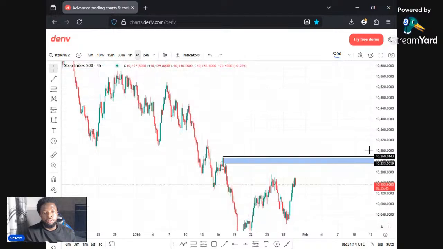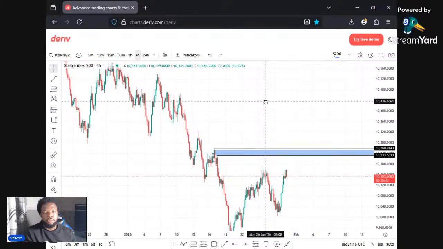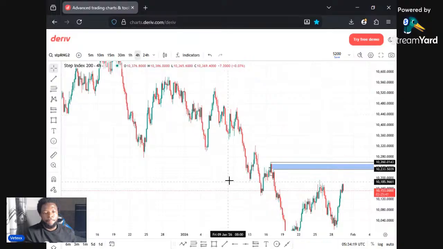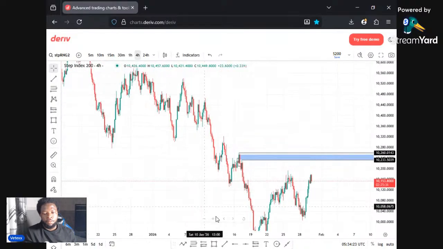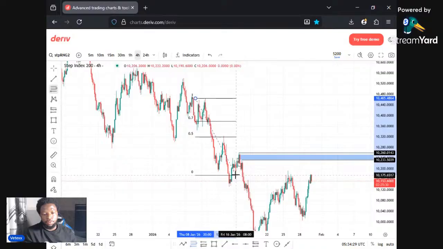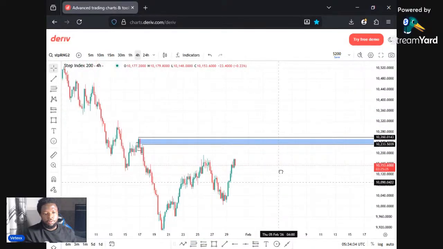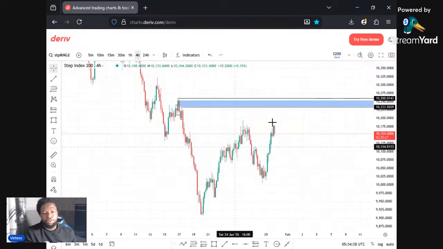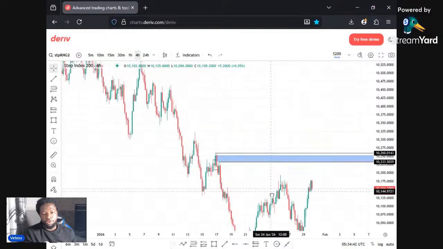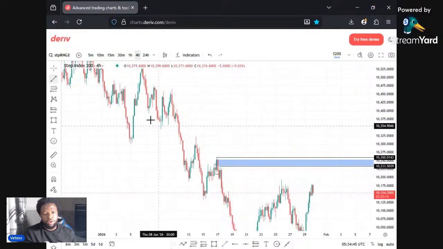Let's check for something. Price needs to come to this zone. Let me check the 20 minutes. If price comes to this zone and it doesn't hold, you anticipate price to come to this zone because we have a very clear structure here.